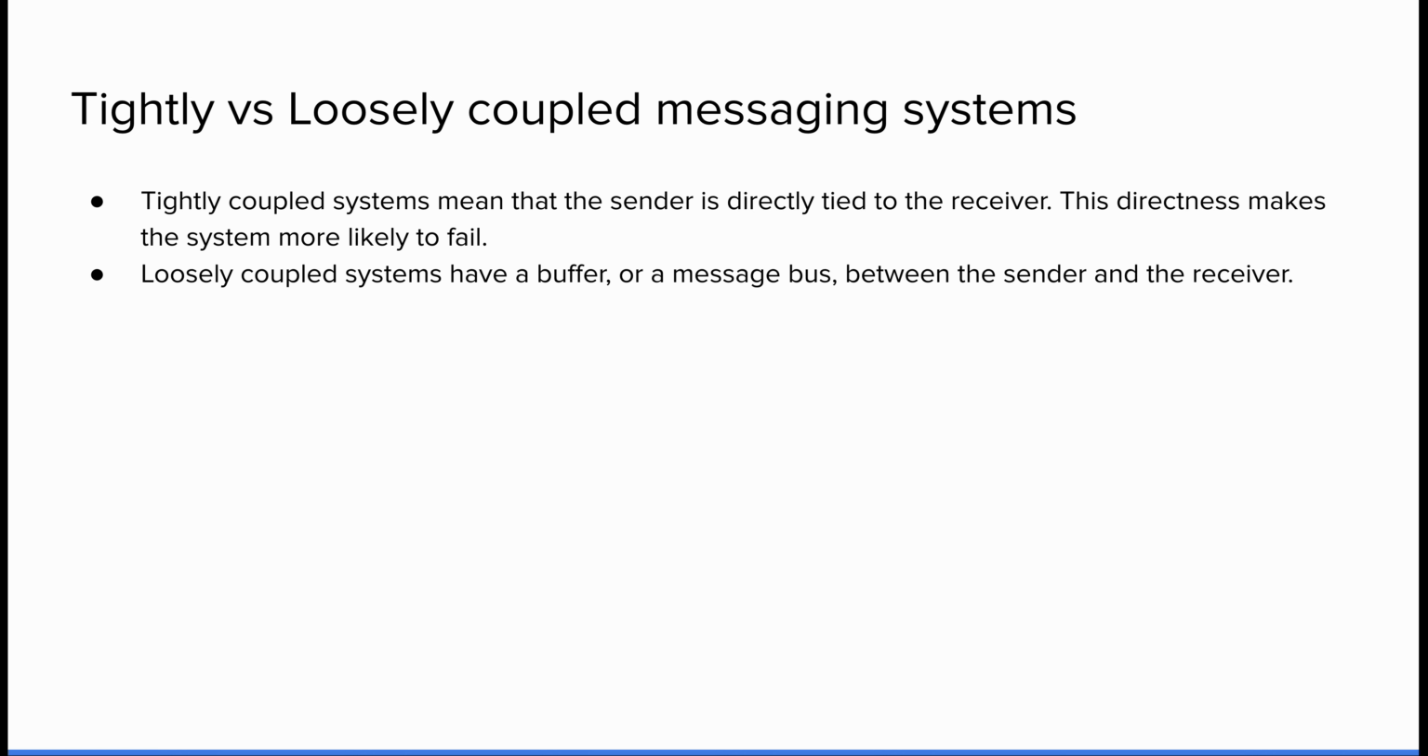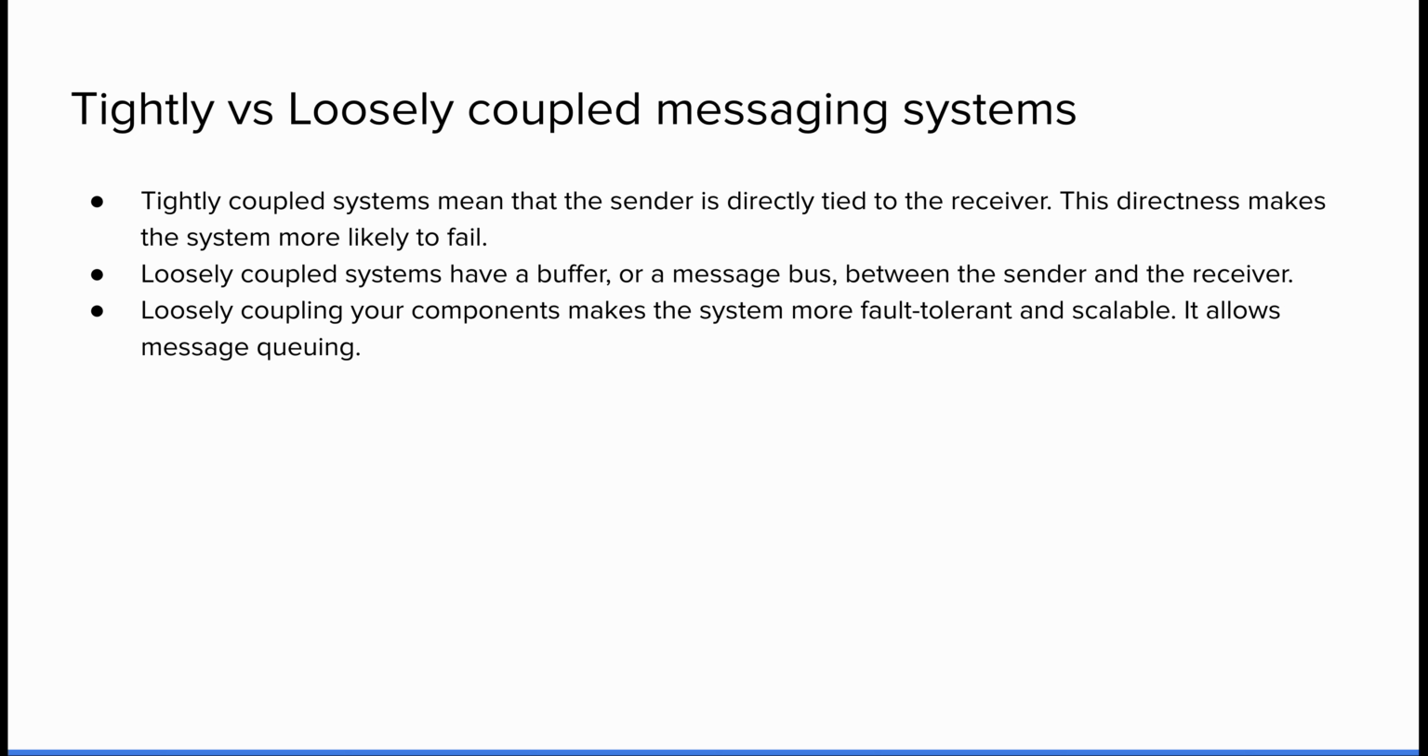In a loosely coupled system, there is a buffer, or what's known as a message bus, between the sender and the receiver. Loosely coupling your components makes the system more fault-tolerant and scalable. It also allows message queuing. PubSub is that buffer. It is that message bus. So, in short, PubSub is a global scale messaging buffer or coupler.